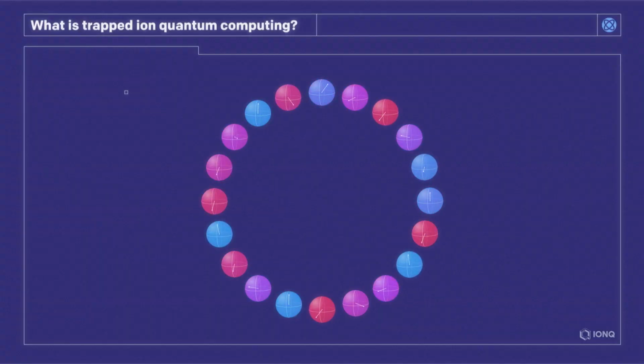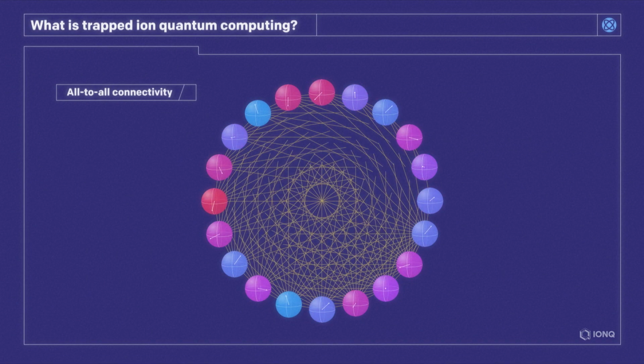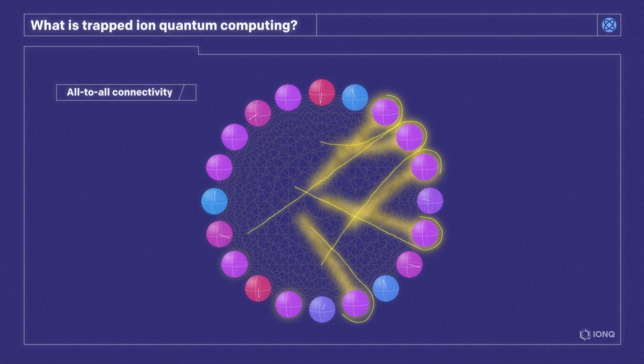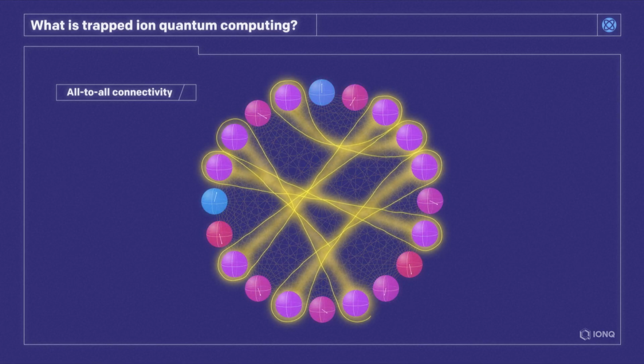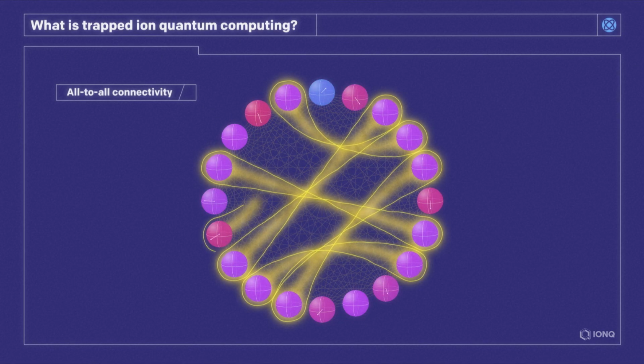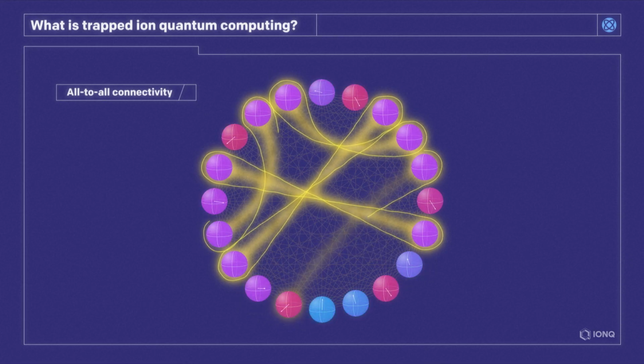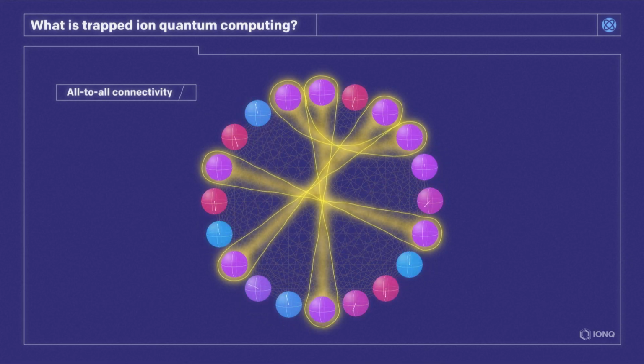IonQ's baseline architecture forms an all-to-all connectivity. This means that any qubit in the ion chain can be entangled and logically processed with any other qubit in the same chain and with adjacent quantum chains.